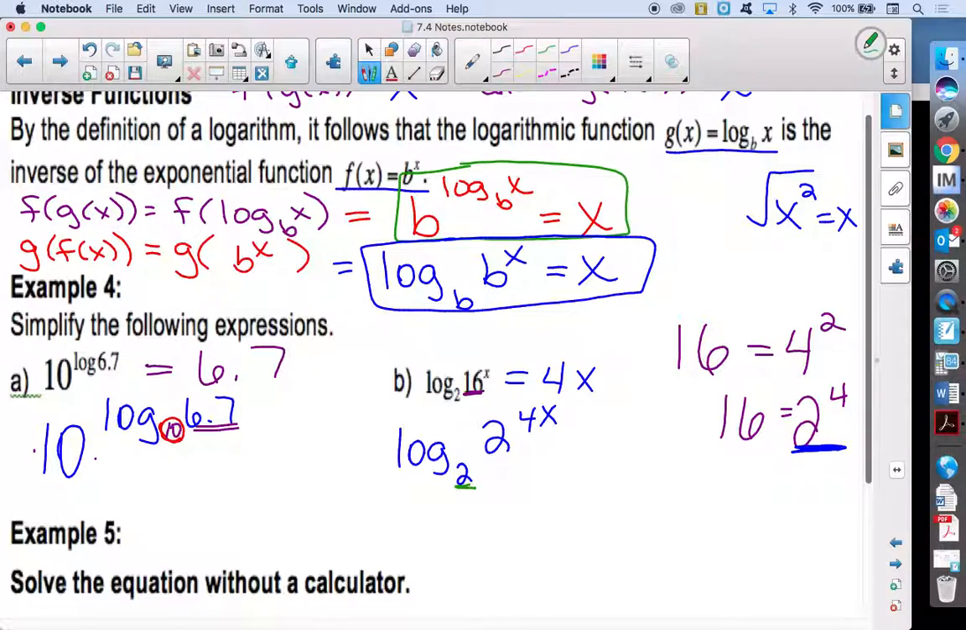My base and this base match. So when they match, the answer is just that exponent of 4x because they cancel each other out. If they don't match, you have to force it to make it work. So we just had to change the 16 to make that value work. Questions?